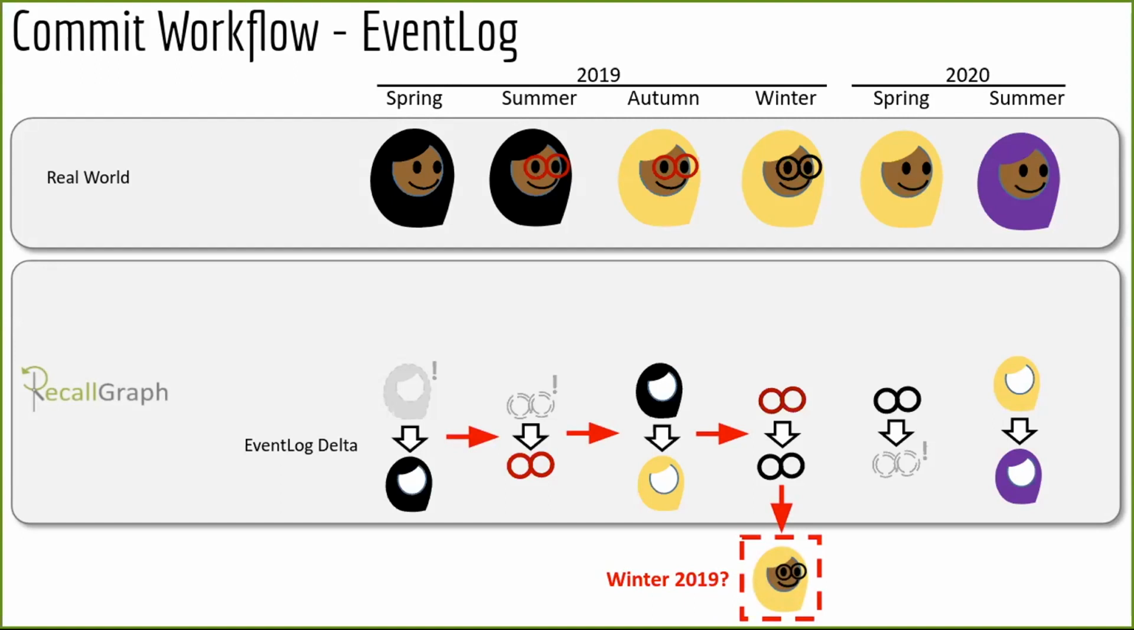But there is a drawback to this approach. Provided the number of events is very small, it's fine to replay all the events from the beginning, but a node may very well have gone through hundreds of changes. And if you want to rebuild its state at a somewhat later stage in its life cycle, replaying hundreds of events is going to be an expensive operation. So RecallGraph has provided a means of mitigating this by means of something called snapshots.